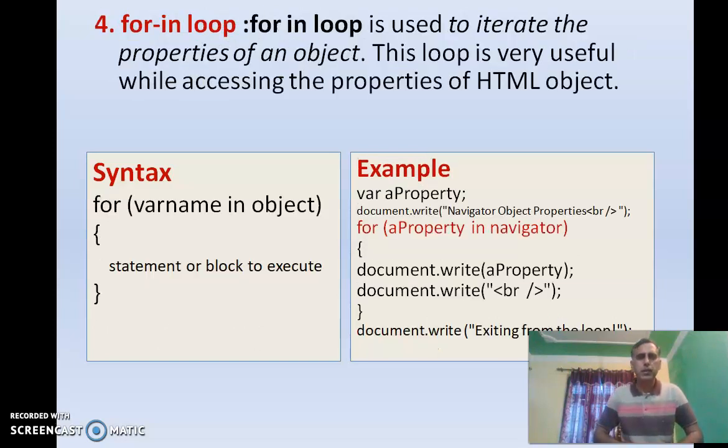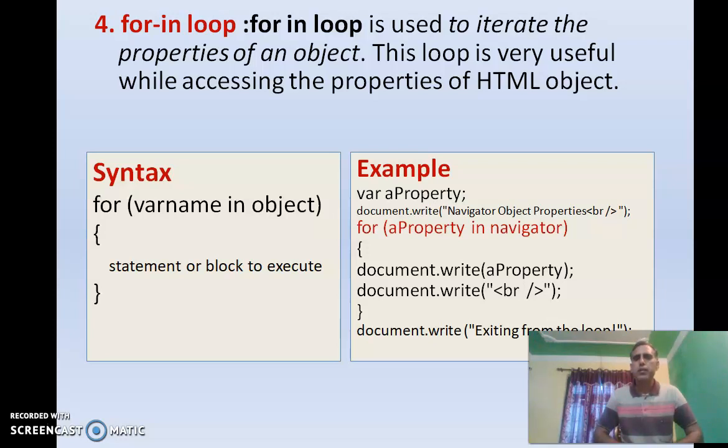Another loop in JavaScript is for in loop. This loop is used to iterate the properties of an object. This loop is very useful while accessing the properties of an HTML object. Using this loop, we can access all the properties of an object. The syntax of this loop is for var name in object. Var name is a user-defined variable name. Then begin, statement or block of statements inside the for loop, then end.